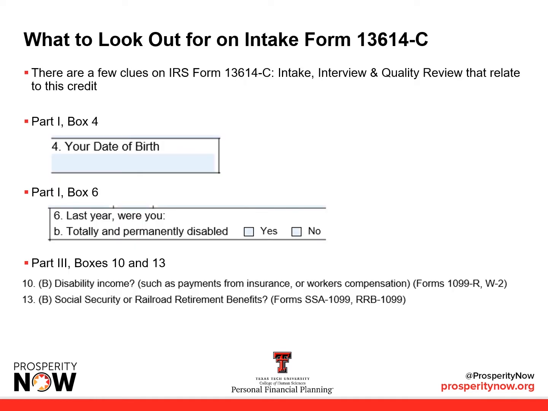There are a few clues on IRS Form 13614-C, also known as the intake sheet, that relate to this credit. You look at Part 1, Box 4, the date of birth, Part 1, Box 6, which is about total and permanent disability, and Part 3, Boxes 10 and 13, which talk about disability income and Social Security or railroad benefits.